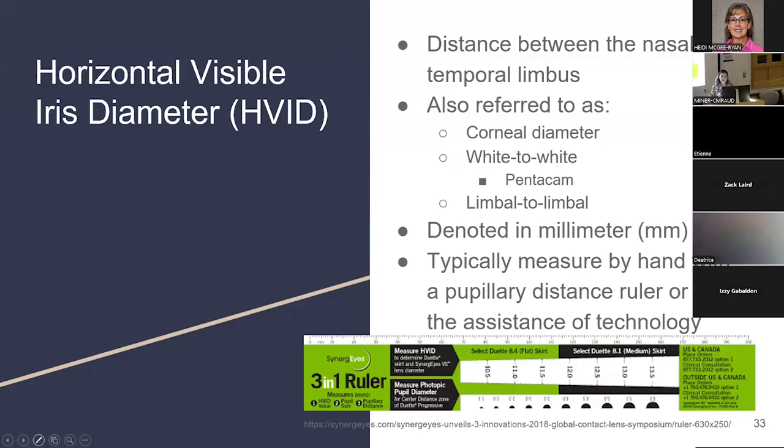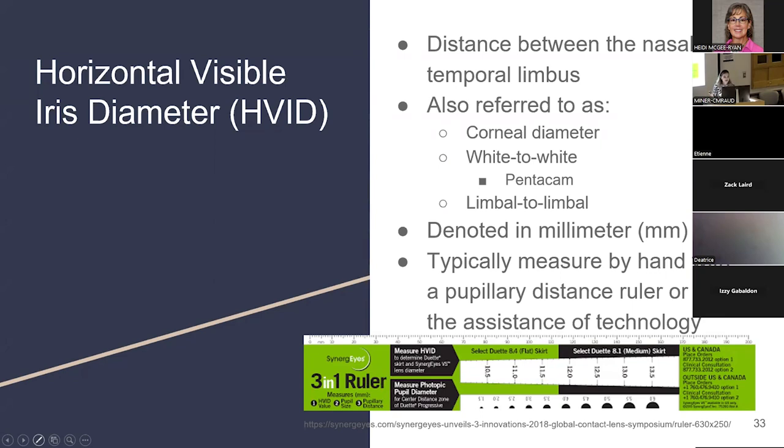One of the things that I think is really helpful when you're starting an initial fitting is to be able to know the horizontal visible iris diameter or the HVID. This is essentially the distance between the nasal and temporal limbus. It's also referred to as the corneal diameter or the white to white, which is oftentimes what we see on the pennicam, or limbus to limbus. It's denoted in millimeters, and there's a couple ways to gather this measurement.